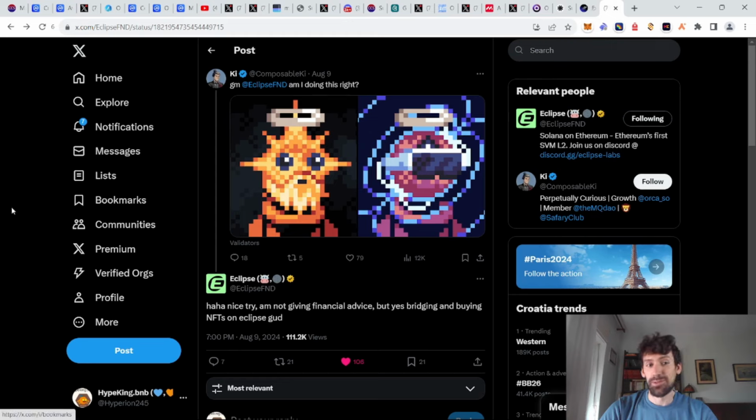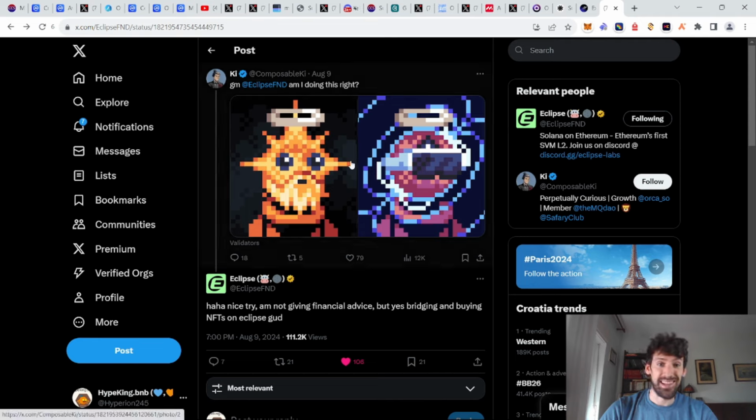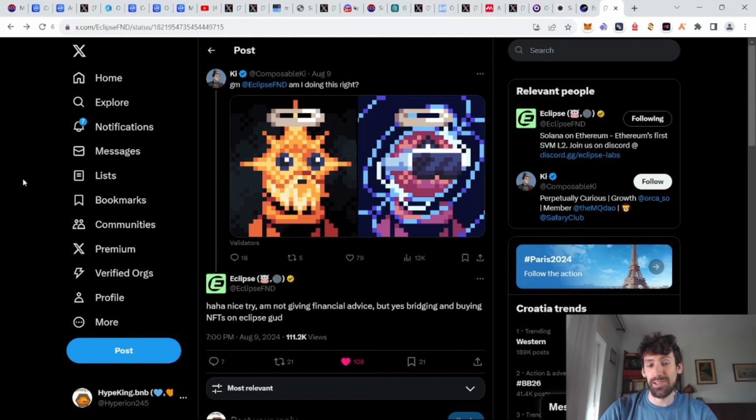And finally, if you want to go into the super speculative arena, there's this thing called Eclipse, and they're basically like a Solana virtual machine on Ethereum, first of its kind. And every once in a while, they have a very, very short mint window for these Eclipse NFTs, and they cost between $50 to $100 in most cases.